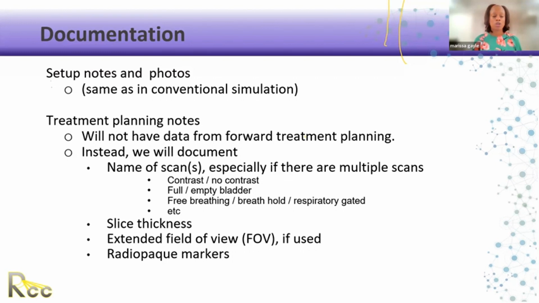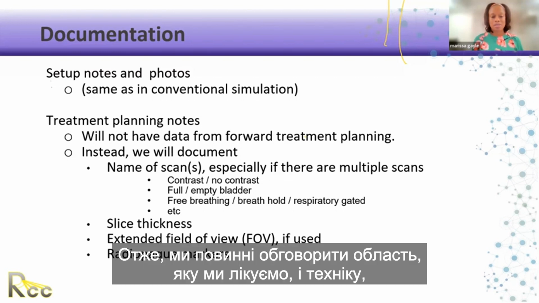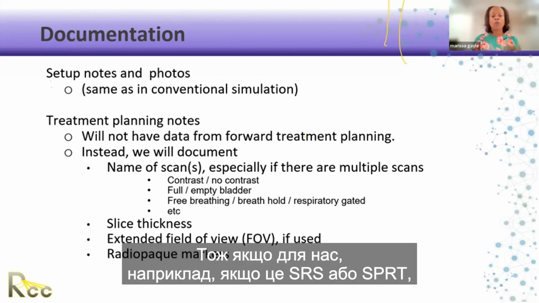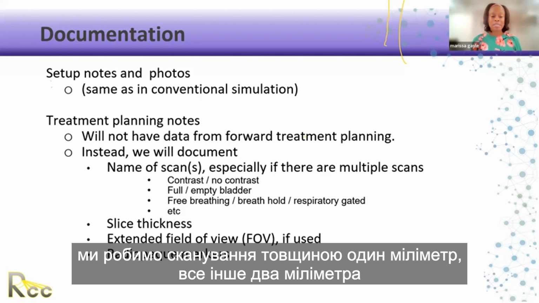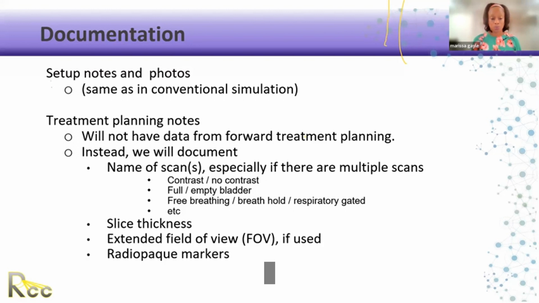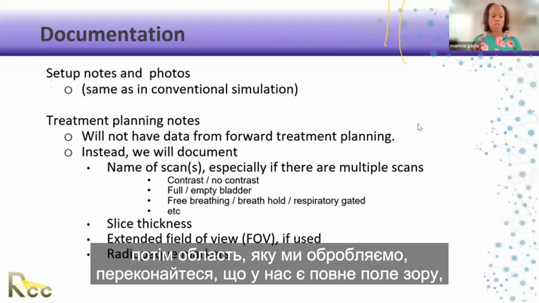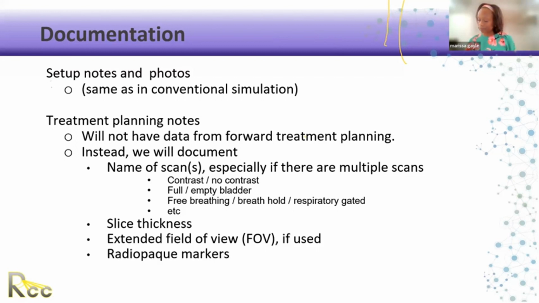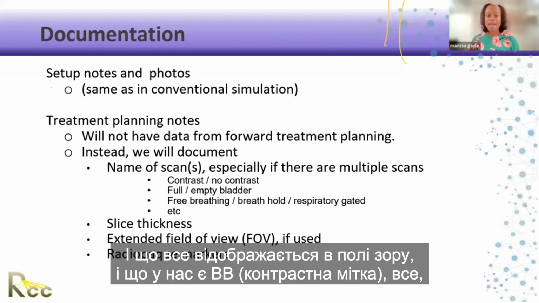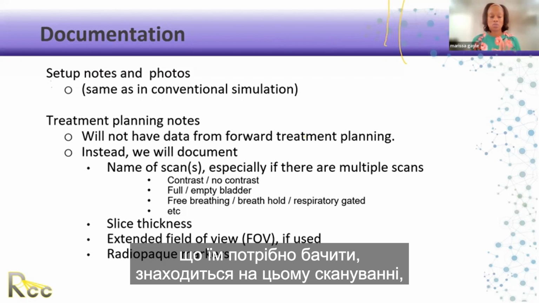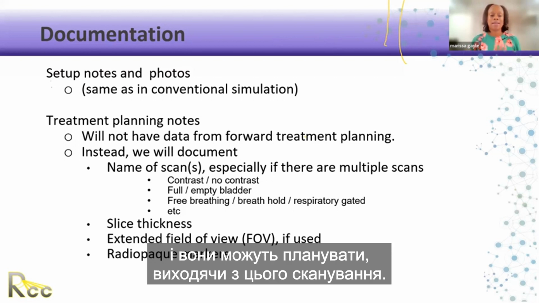Also, depending on what we are treating and the technique, we need to discuss the slice thickness. For us, for example, if it's SRS or SBRT, we do 1 millimeter thickness scans. Everything else is 2. Then, for the area we're treating, make sure that we have the complete field of view, and that everything is shown in the field of view, and that we have the BBs, everything they need to see is on that scan and they're able to plan off of that scan.